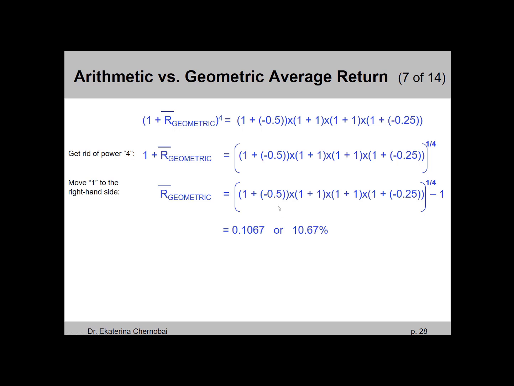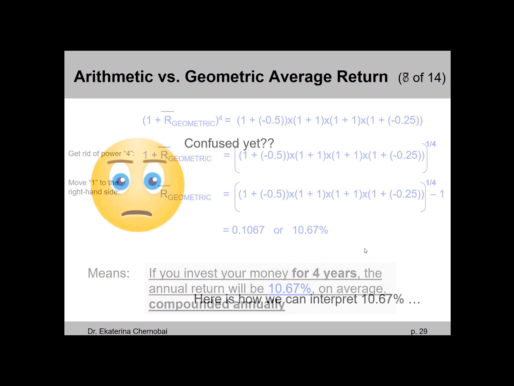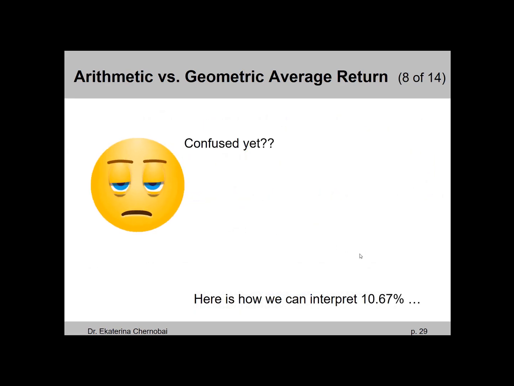So it's like the average of the four returns. But it's a slightly different interpretation from the simple average or the arithmetic average. 10.67% here means if you invest your money for 4 years, we are no longer saying for 1 year, for 4 years, the entire investment period, your annual return would be 10.67% on average per year, right? Annual return, compounded annually. I completely agree that this is all very, very confusing.